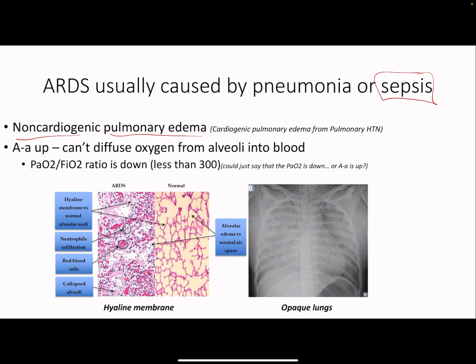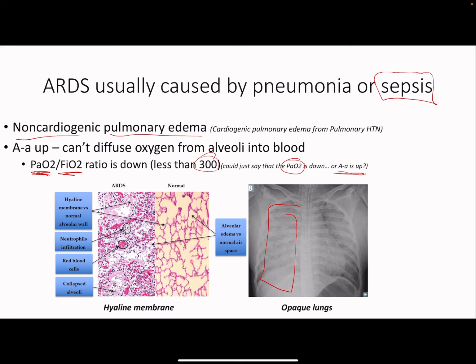We also are going to have a decreased arterial oxygen pressure to inspired oxygen ratio. It's going to be less than 300. Honestly, I'm not sure why they do this. I don't know why we don't just say that the AA gradient is up, or even just say that the arterial oxygen value is down.